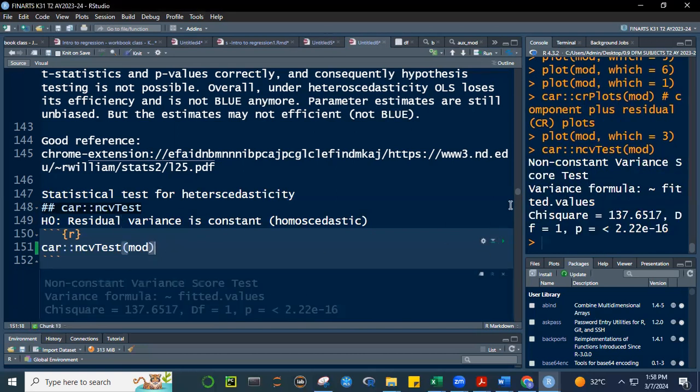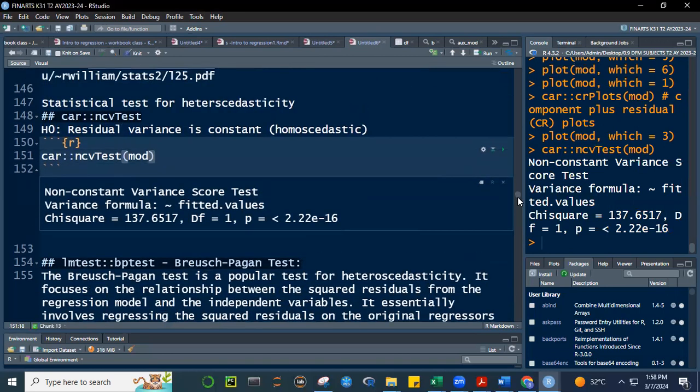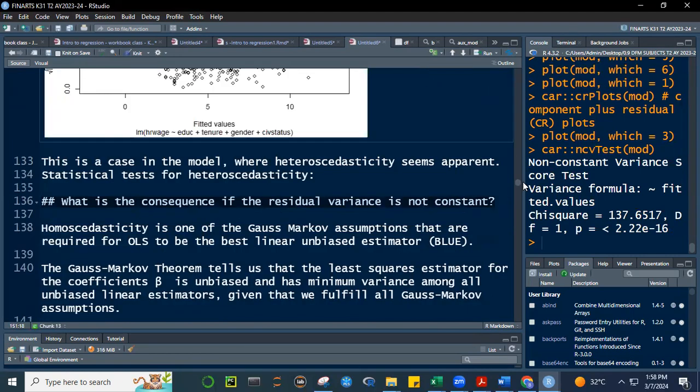So let's run this. And, okay. So the p-value is practically less than 0.05. This is practically 0. This is significant at 0.001. So our null hypothesis is residual variance is constant. With a p-value less than 0.05, we reject the null hypothesis. So the answer should be number 2. Hindi homoscedastic yung residuals natin. And that's confirmed by the visual.